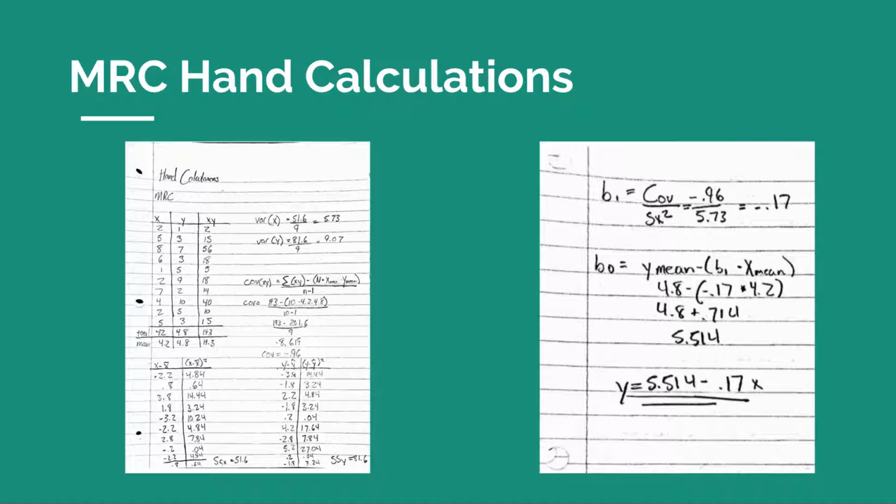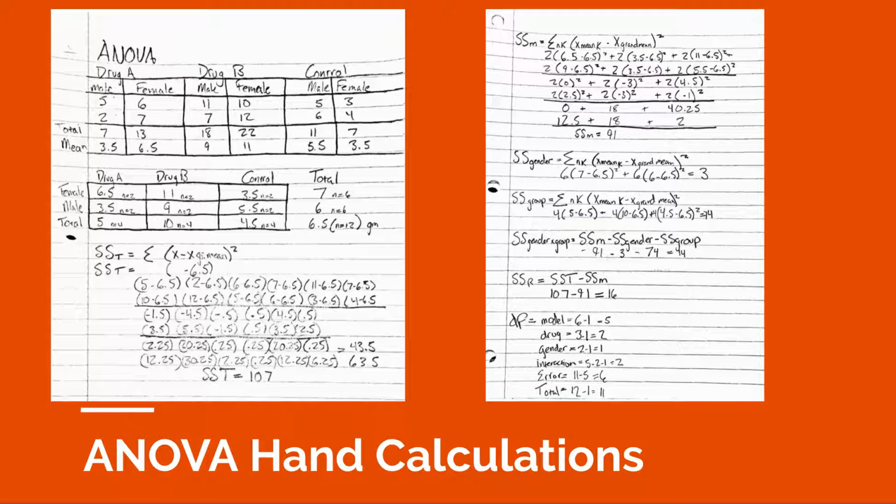Next, I wanted to go over my MRC hand calculations. As you can see, I ran this right over here, where y in this case is y equals 5.514 minus 0.17x, and then our ANOVA hand calculation is here, and here.